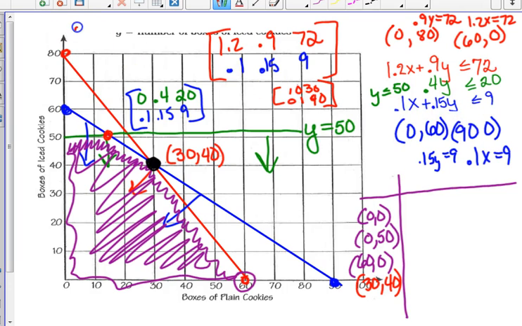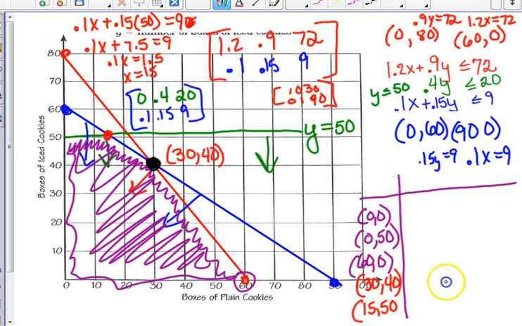And so on the blue line, what happens when y is 50? 0.1x plus 0.15 times 50 equals 9. 0.1x plus 7.5 equals 9. 0.1x equals 1.5, so x equals 15. So it's 15, 50. It would have worked. Yep, mine is looking pretty good actually, 15, 50. But I did get to cheat.